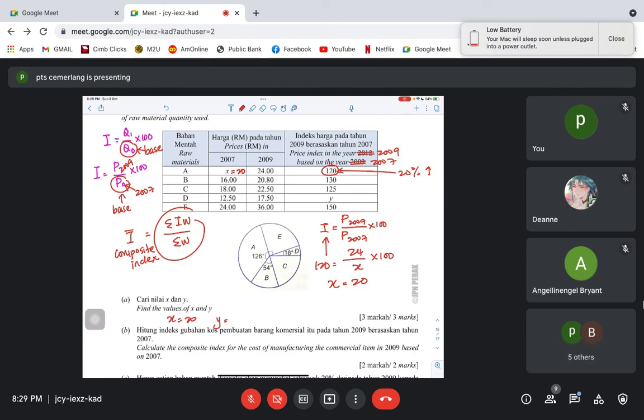$140, very good. Okay, so that's all. Okay, so dapat dah 3 markah, 3 marks done. Next, the next one is the composite index. Okay, the composite index for the cost of manufacturing.